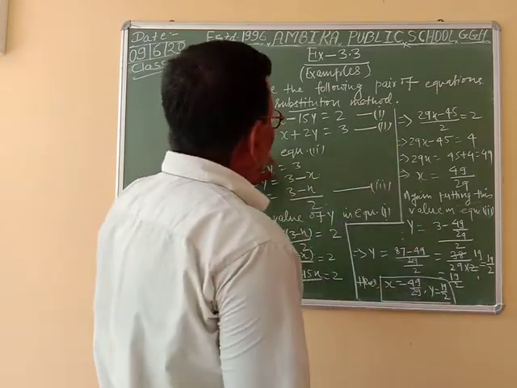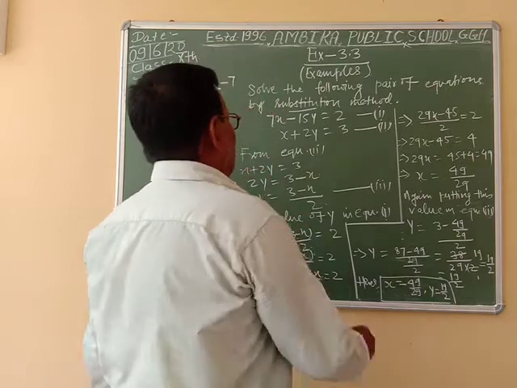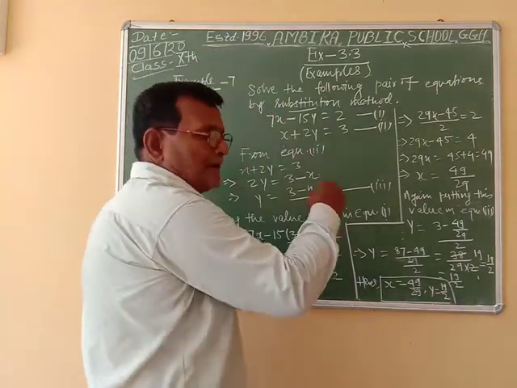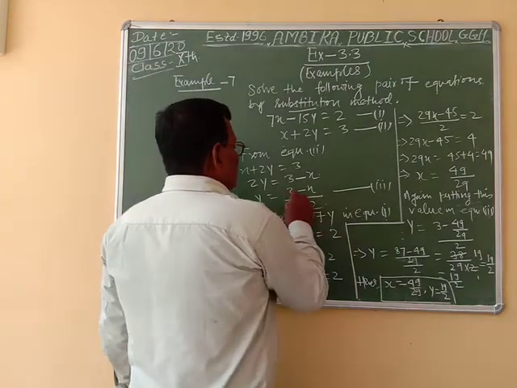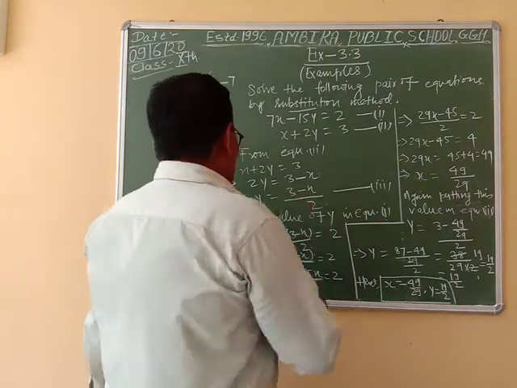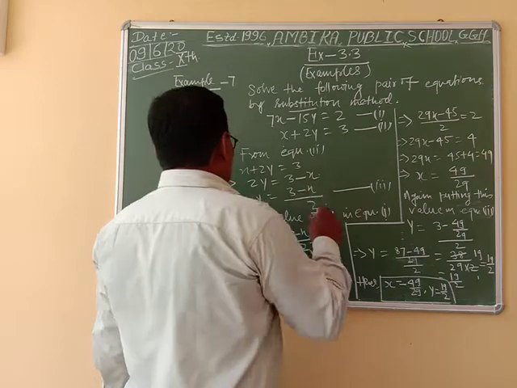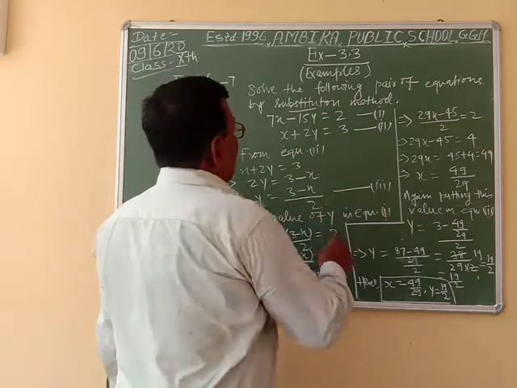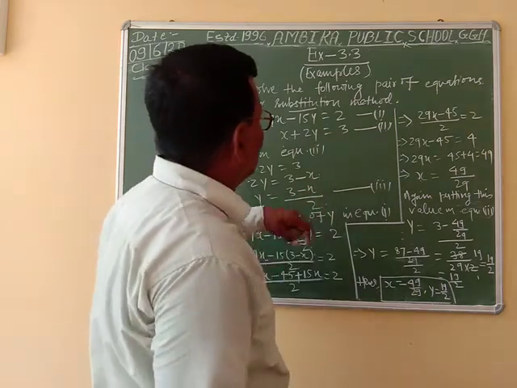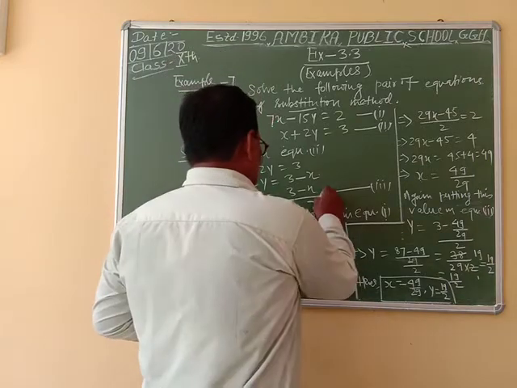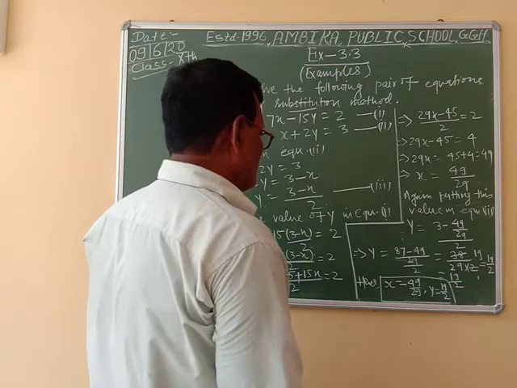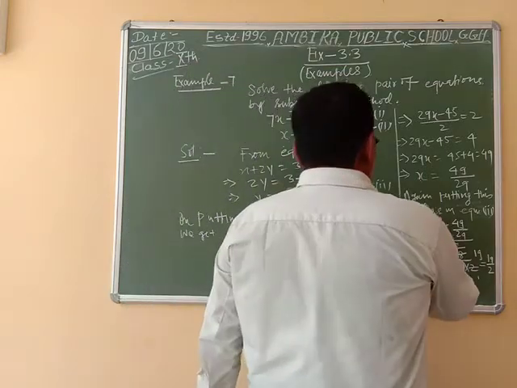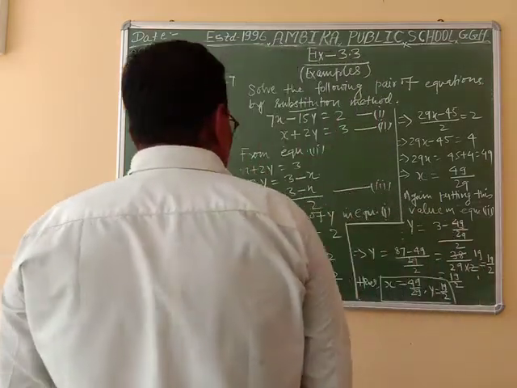दो समीकरणों में से किसी एक समीकरण में से y को x के पदों में व्यक्त करते हैं, and after that we put the value of y in the next equation, then we get the value of x. So this method is called substitution method, Pratisthapan vidhi.